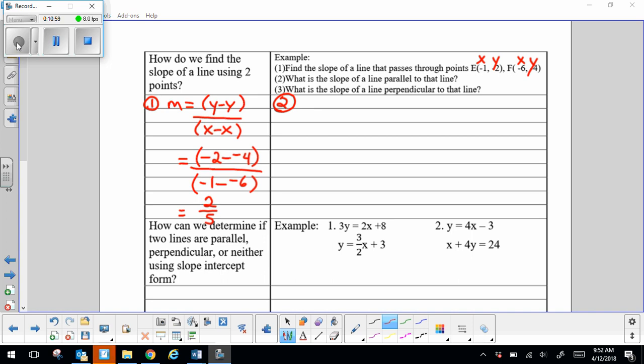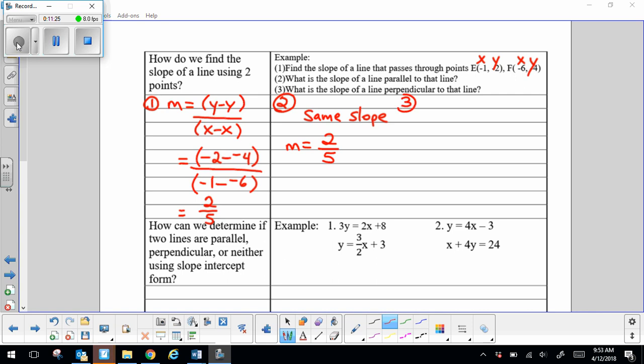Number 2 says, what is the slope of the line parallel? Well, remember, for parallel lines, we have the same slope. So if I were to say, what is the slope of a line parallel to a line that passes through the points E and F, given the points, then I would say that the slope of that parallel line would be the same or just straight up 2/5. We do no math work there. We just have to understand the concept.